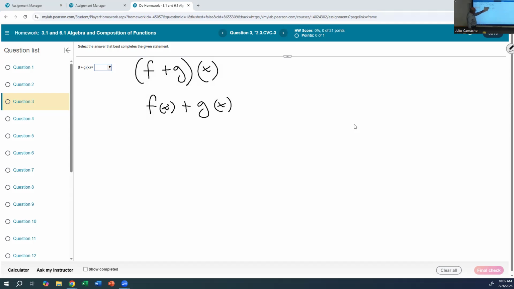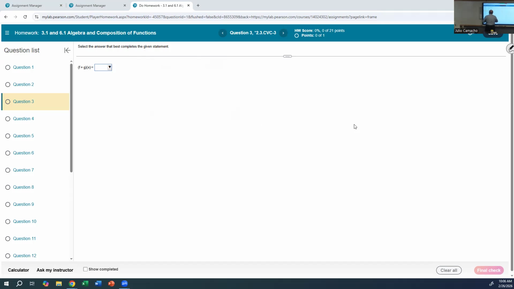Now this algebraic statement, parentheses f plus g, close parentheses, and in parentheses x, means you have to add the equation of f of x plus the equation of g of x. Okay. That's clear? Question number 4.